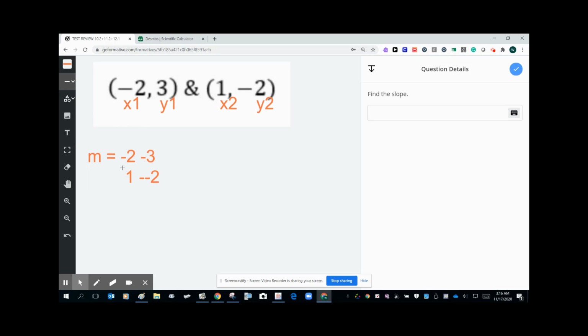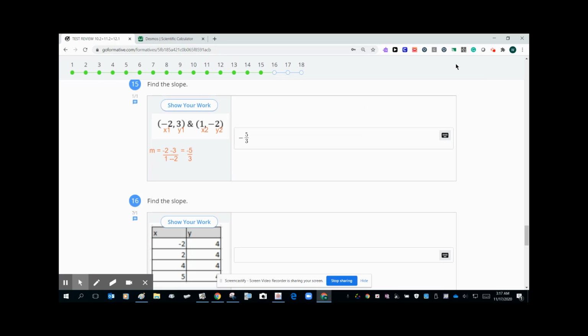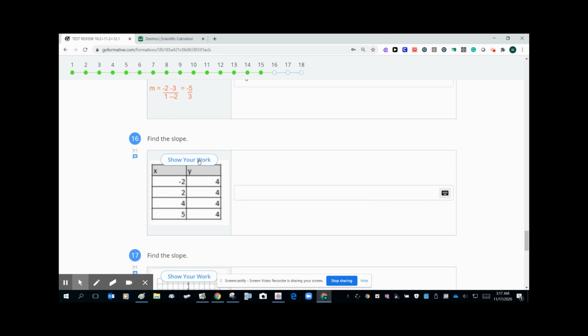Draw the line and we press equal sign. So on the top I'm going to have -5, and on the bottom this would be 1 - 2 equals 3. So it'll be -5/3. So we write here -5 over 3, and we click and we got a green light.